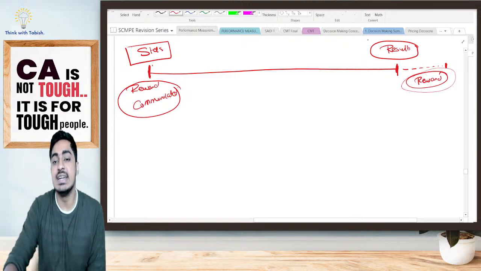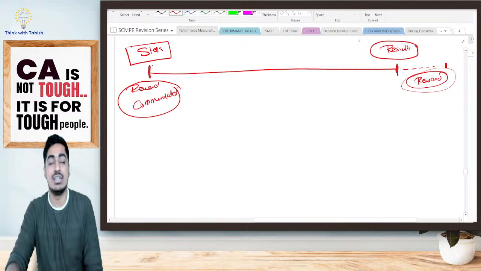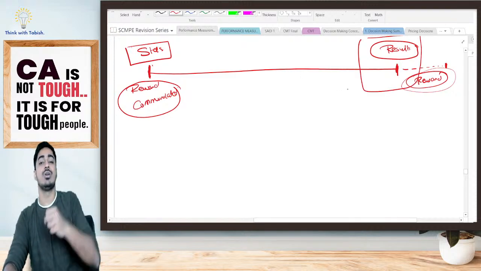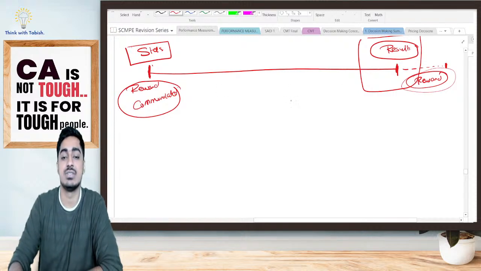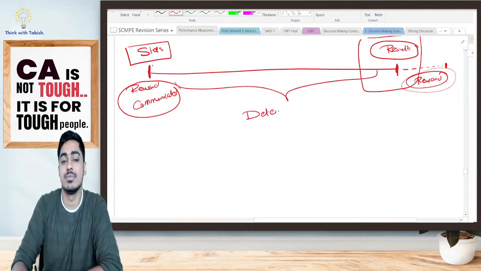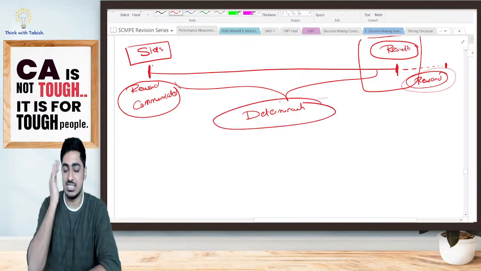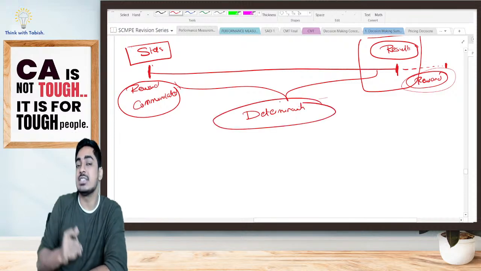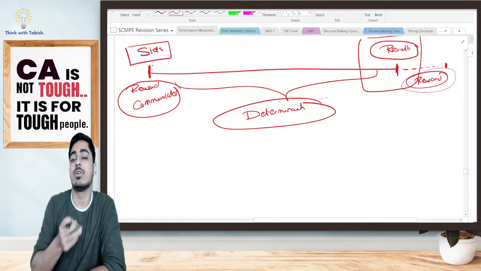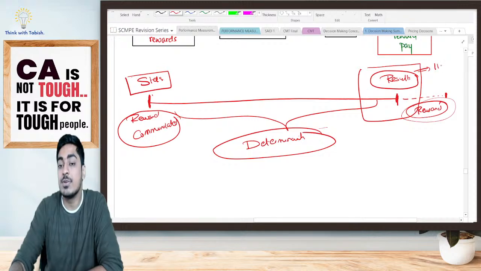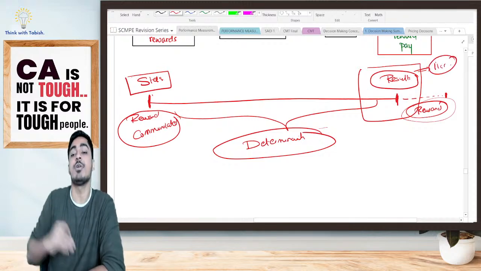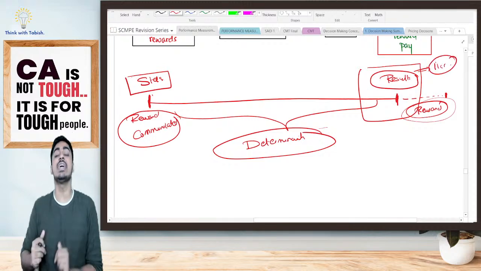Now, result is what I get. Result is ultimately what I get. In order to get that, I should be doing something, right? That is my determinants. Say for example, I am setting a standard that I should be getting a profit of 10 crore rupees. Now, by the end of the year, I have got a profit of 11 crore rupees. Okay, I have got my profit of 11 crore rupees. But how did I get that?